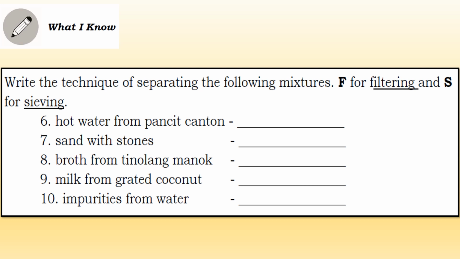And for number 6 to number 10, you have to put F. Ilagay nyo si F kung ang technique sa pag-separate ng mixtures ay filtering. At ilagay nyo din si S kung ang technique sa pag-separate ng mixtures ay sieving. Number 6, hot water from Pancit Canton. Number 7, sand with stones. Number 8, broth from tinolang manok. Number 9, milk from grated coconut. And number 10, impurities from water. Again, isulat nyo si F kung ang mode of separating mixtures ay filtering at S naman kung sieving.